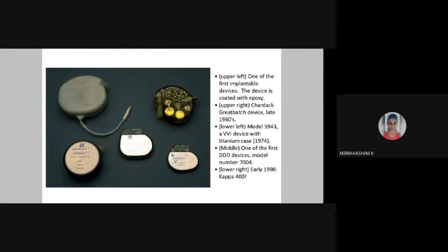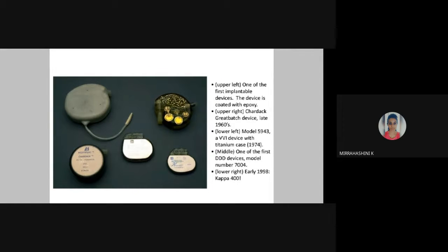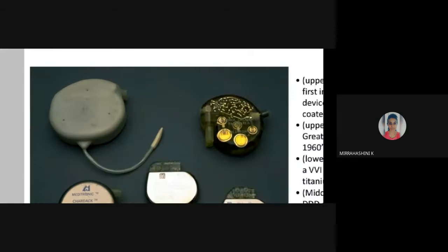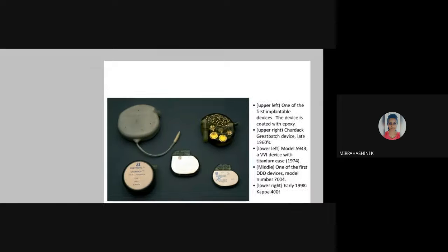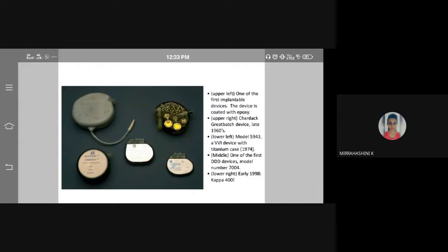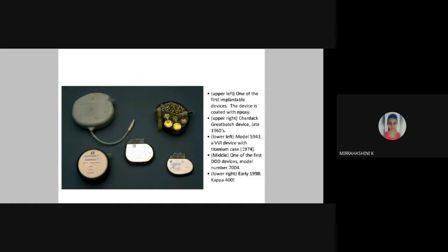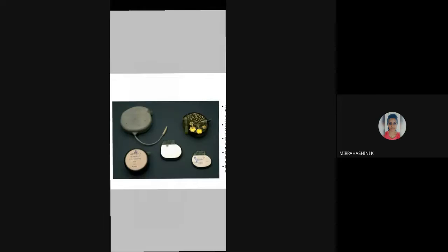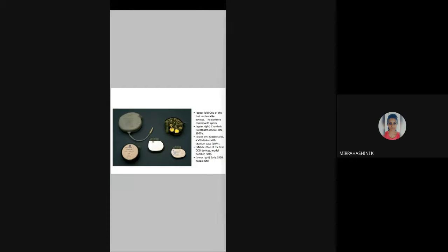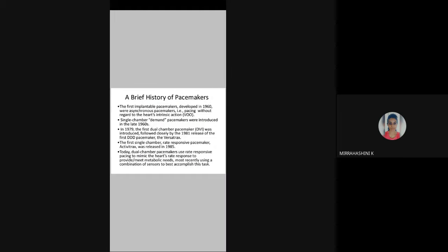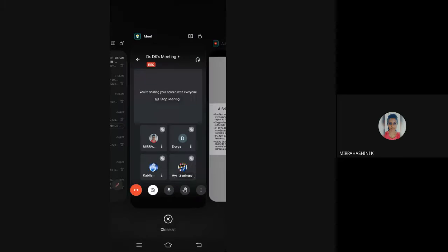But nowadays, recent pacemakers are just the size of a tablet, so it can just be kept inside, and it will do all the functionalities. The battery size is also miniaturized. Here the battery size is somewhat bigger, but in recent devices the battery size is also small. So that's it about pacemakers and their introduction. Let me stop sharing my screen.